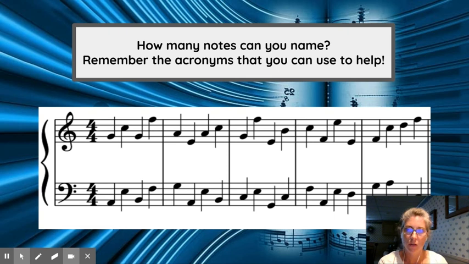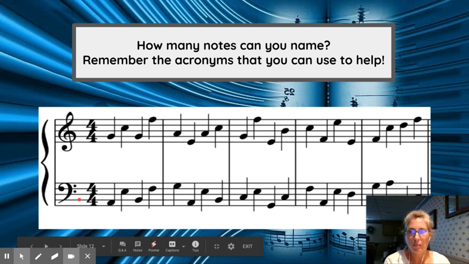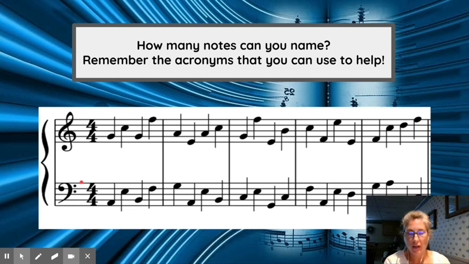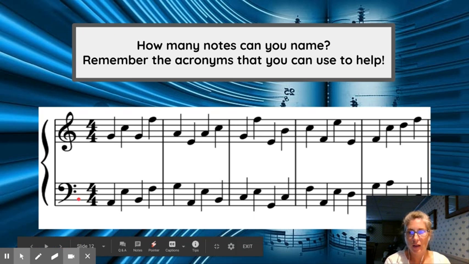That will help you. So remember, the acronym for the lines in the treble clef is every good boy deserves fudge, and the acronym for the spaces in the treble clef is the word face, rhyming with space, F-A-C-E. In the bass clef, the lines are G, B, D, F, A. We say George Brown died Friday afternoon. And then the spaces are all cows eat grass.